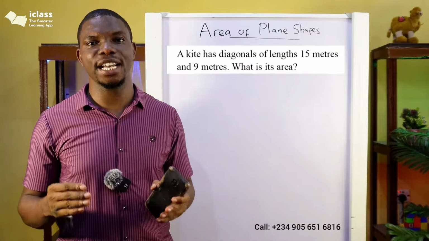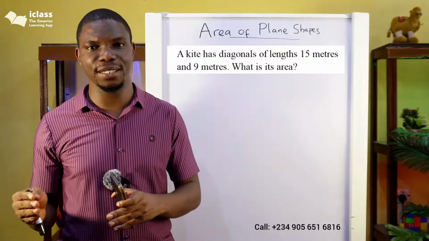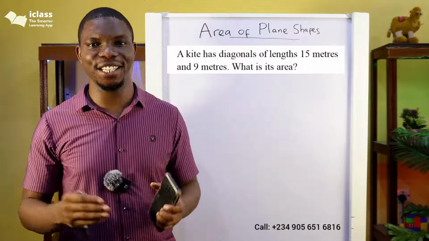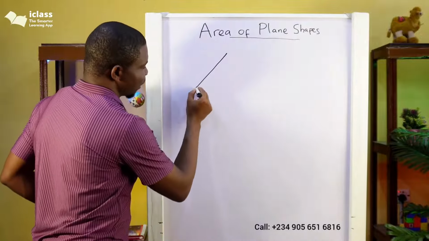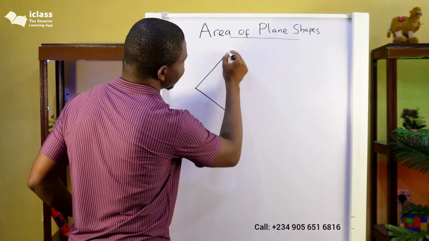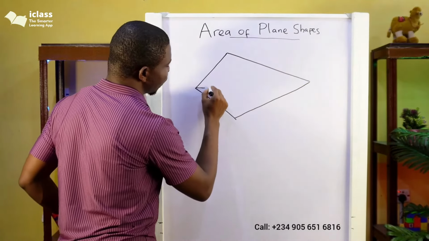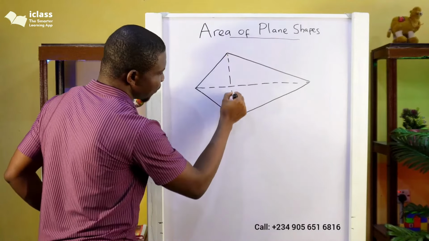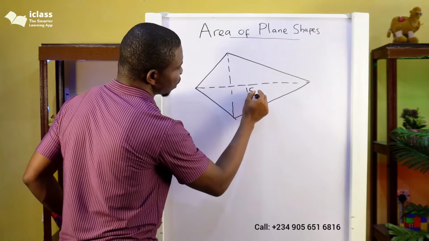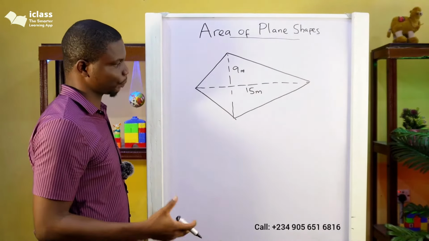A kite has diagonals of length 15 meters and 9 meters. What is its area? So I'll make a sketch of this kite. It has diagonals of 15 meters and 9 meters. So we want to find the area of this kite.